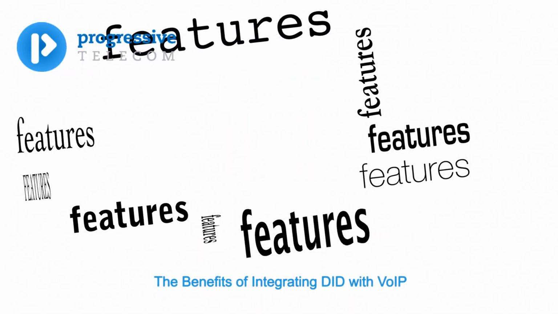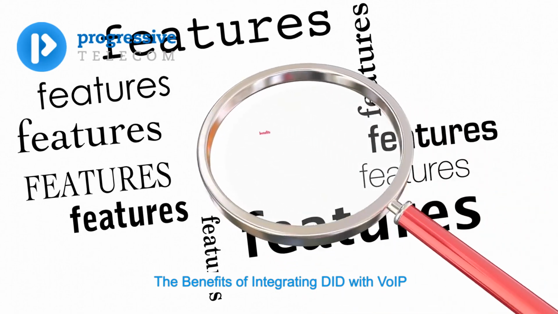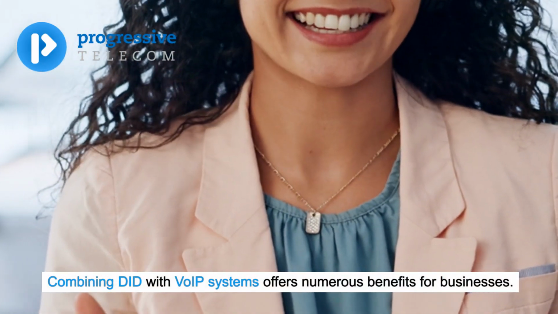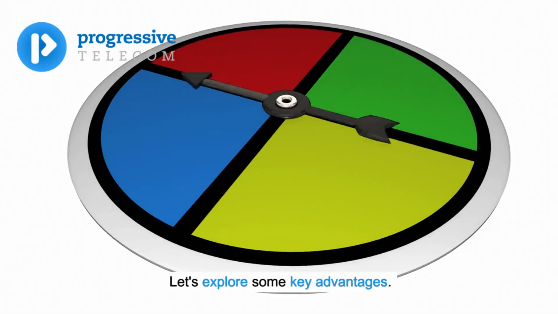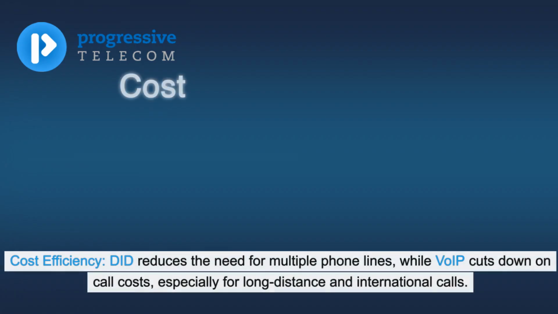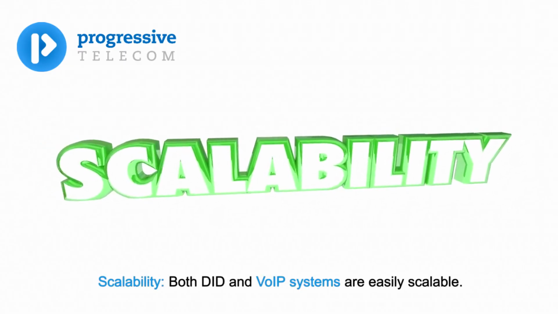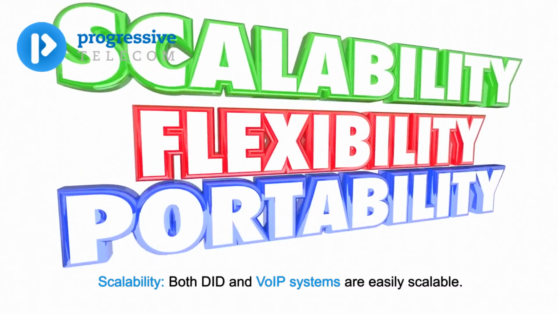The benefits of integrating DID with VoIP. Combining DID with VoIP systems offers numerous benefits for businesses. Let's explore some key advantages. Cost efficiency. DID reduces the need for multiple phone lines, while VoIP cuts down on call costs, especially for long-distance and international calls. Scalability. Both DID and VoIP systems are easily scalable.